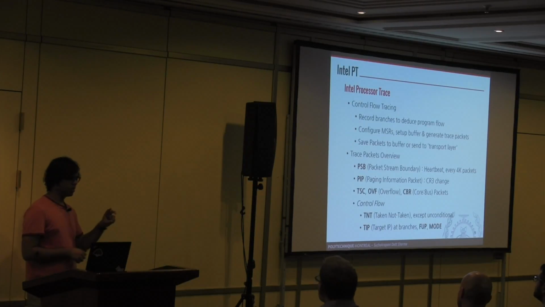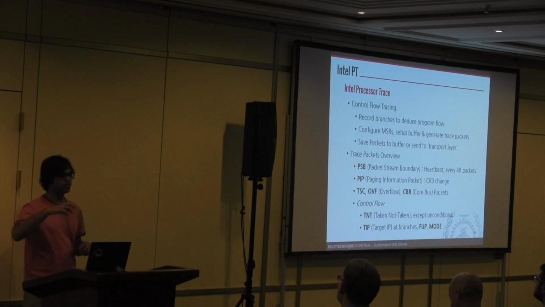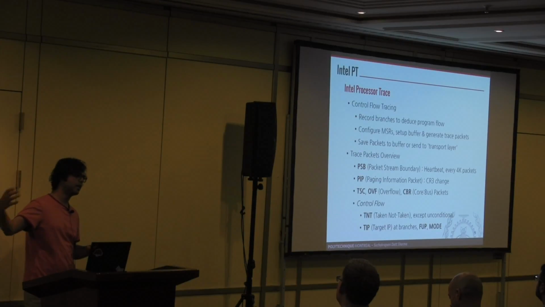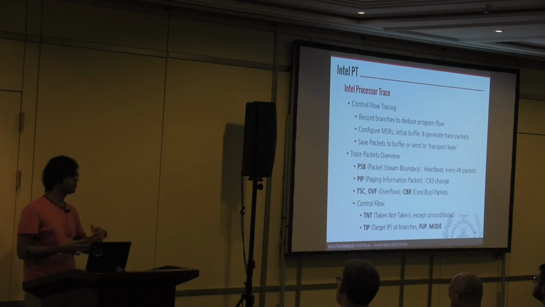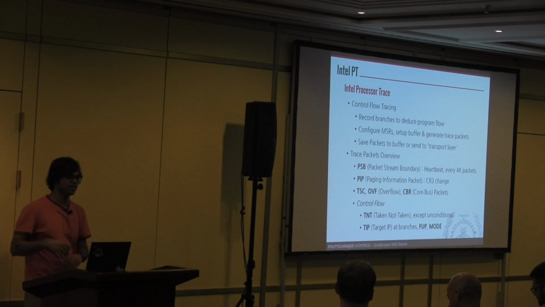Basically, the idea is to record just the branches and then reconstruct the program flow later on by looking at the binaries and merging both of them. So you know where the branches were taken, where calls were taken. They have specific packets for that. For example, there is a packet stream boundary, which is like a heartbeat packet to tell that these are all the trace packets coming in.